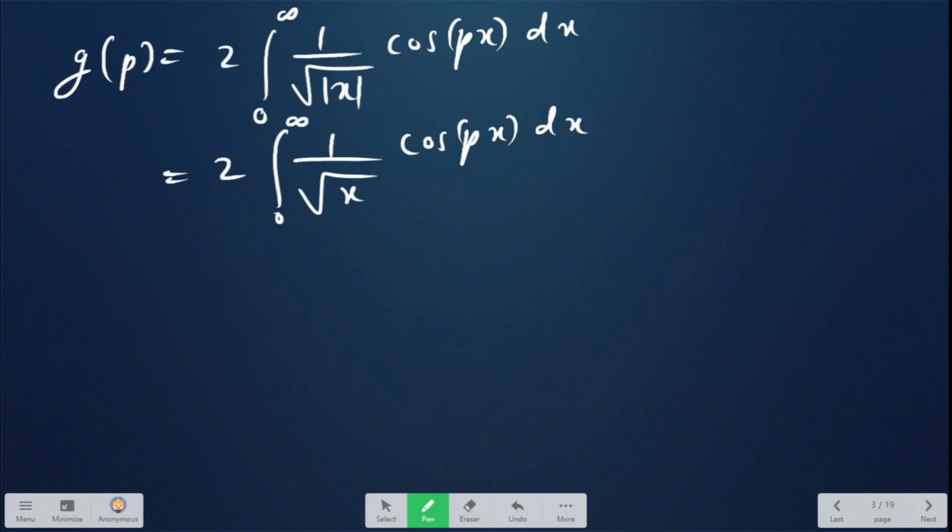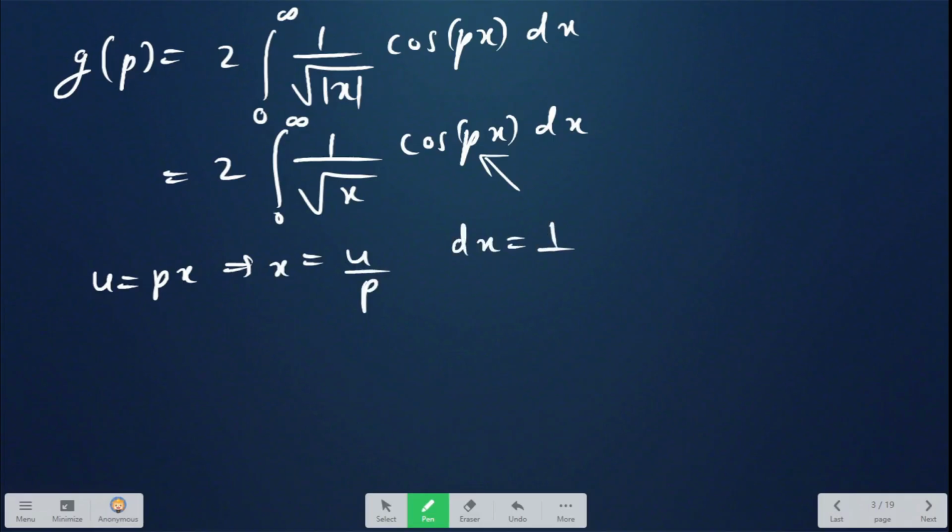Now as I am only required to understand the proportionality, if I can take this p outside from cosine, then it will be better. So I will put u is equal to px, which implies x is equal to u by p, and dx is equal to 1 by p du. When x equal to 0, u equal to 0. When x equal to infinity, u equal to infinity.